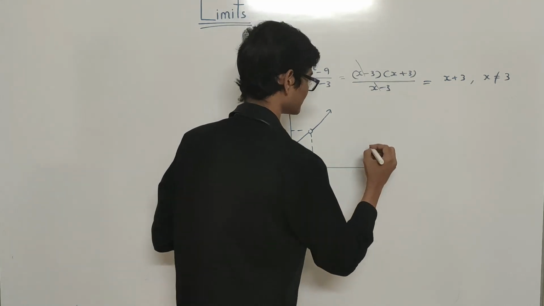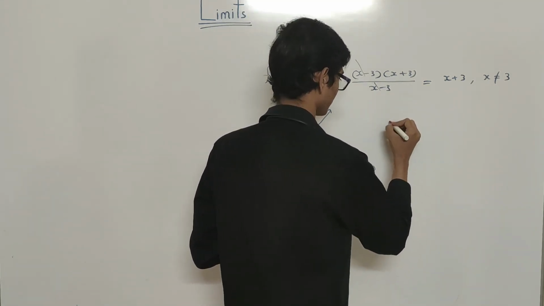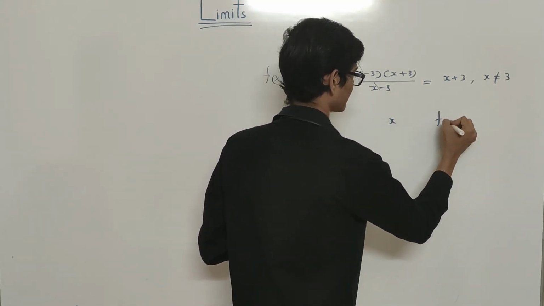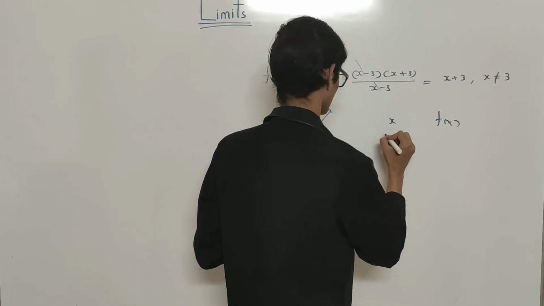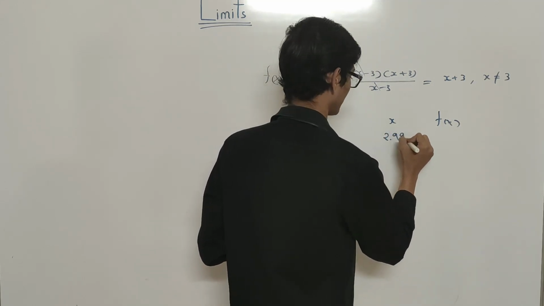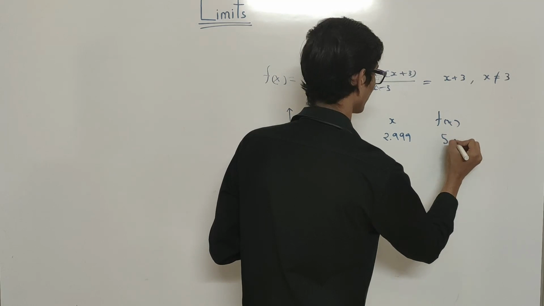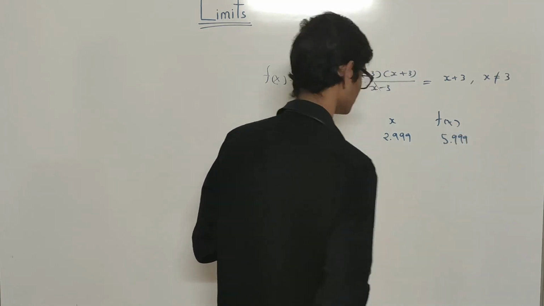For example, let's just take some values, that is x and f of x. I take 2.999. It will give you 5.999.